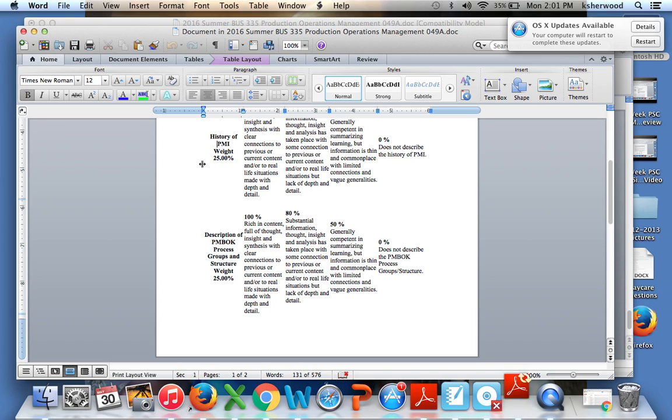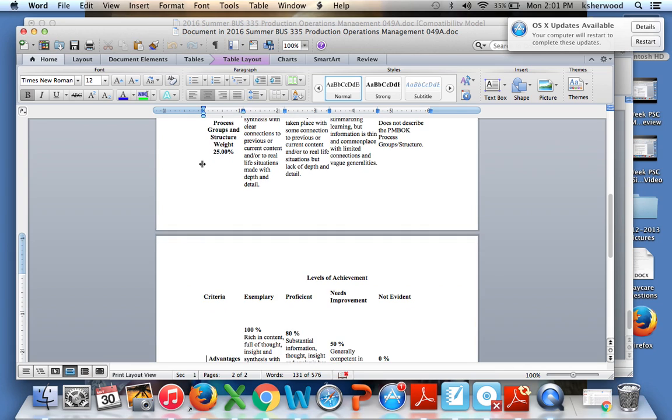So that section is going to be the longest section. And that section should be about a page and a half. So you want to have fully fleshed out what each one of those are. That's the process group section.